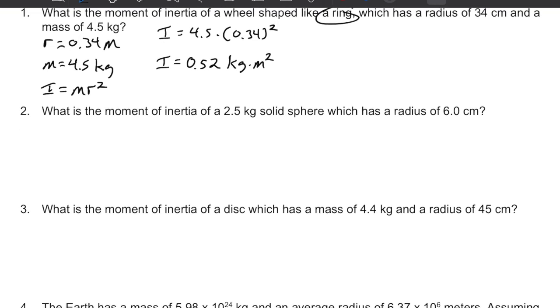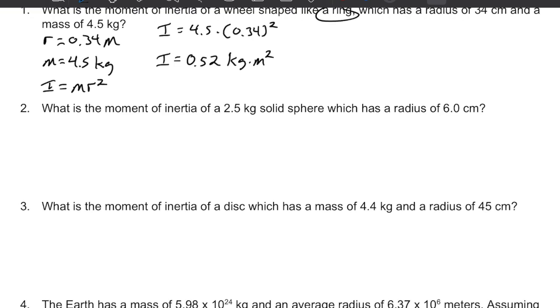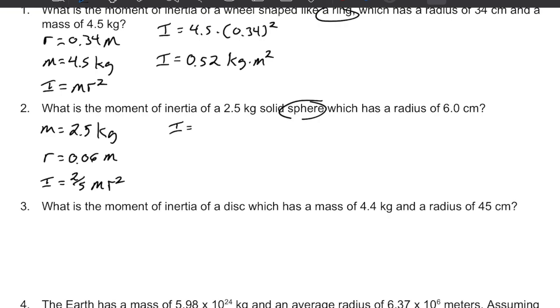What is the moment of inertia of a 2.5 kilogram solid sphere which has a radius of 6 centimeters? The mass is 2.5 kilograms. The radius would be 0.06 meters. Watch those units. We don't use centimeters, we use meters. Because this is a solid sphere, the moment of inertia, or rotational inertia, would be equal to 2/5 mass radius squared. I equals 2/5 times 2.5 times 0.06 squared.